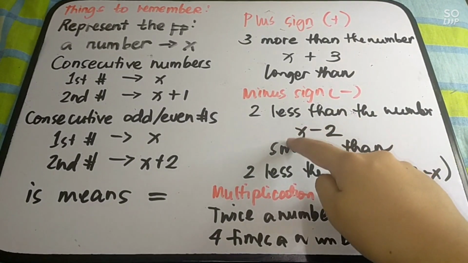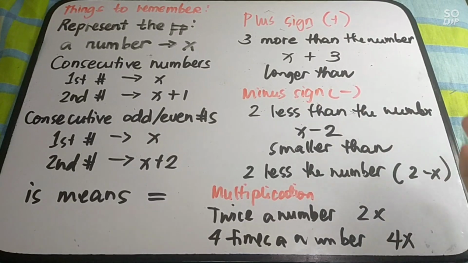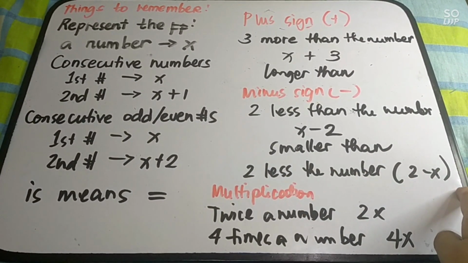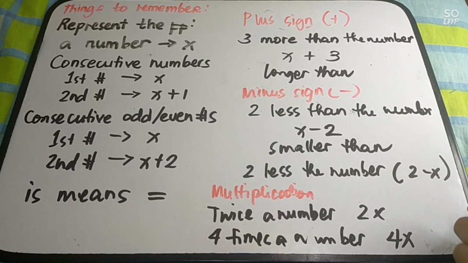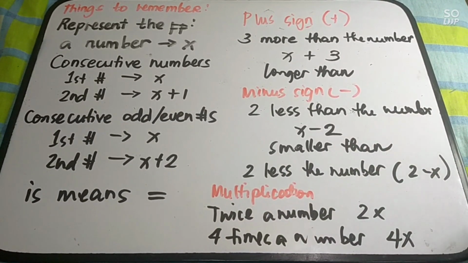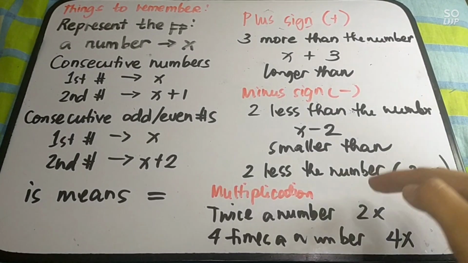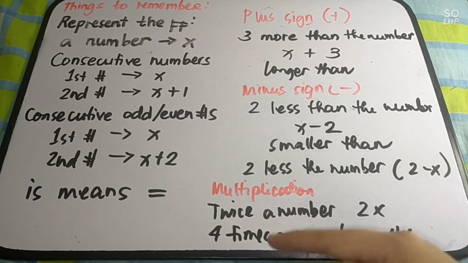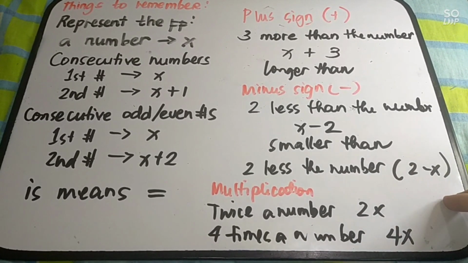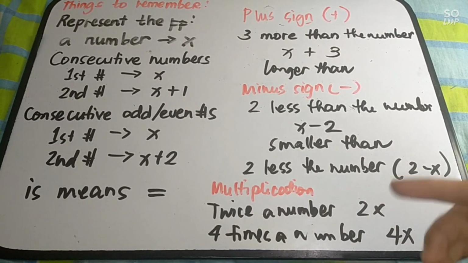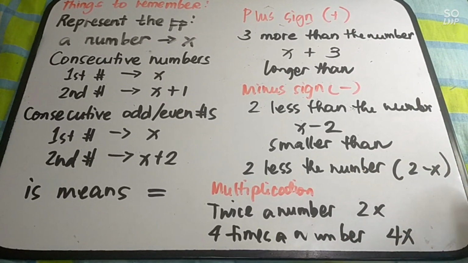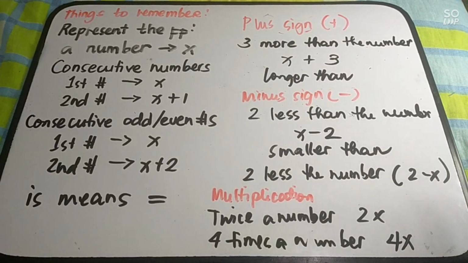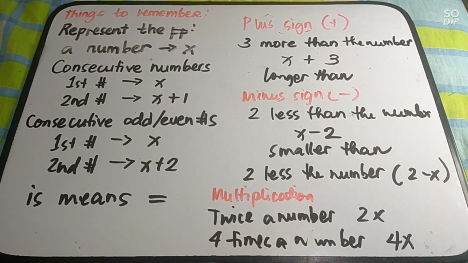Basta kapag may than, nauna si variable. Pag walang than, unahin mo yung number. 2 less the number, so 2 minus the number. Sa halimbawa, 2 decrease the number, so 2 minus x. Is it clear? Then, for multiplication, we have twice a number, meaning 2x. 4 times a number, meaning 4x. 3 times a number, meaning 3x. Or thrice a number, meaning 3x. Is it clear? So, those are the things that you need to remember first before we have the problem solving.